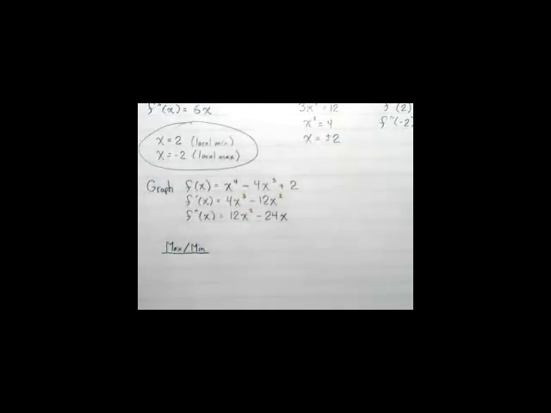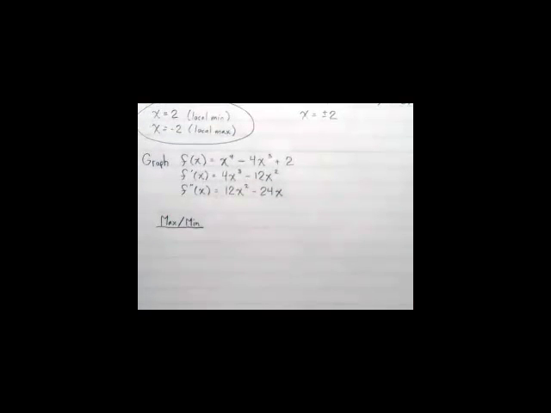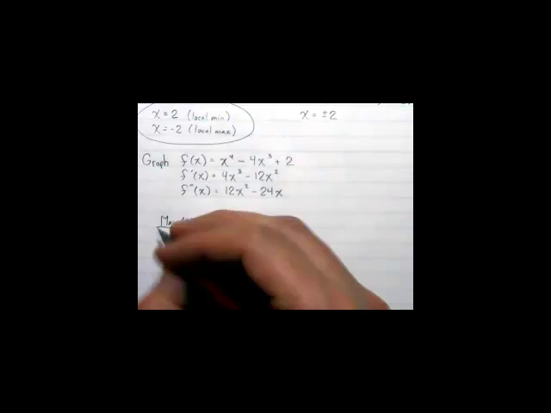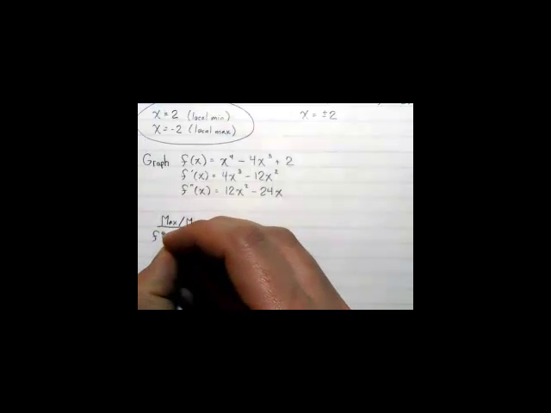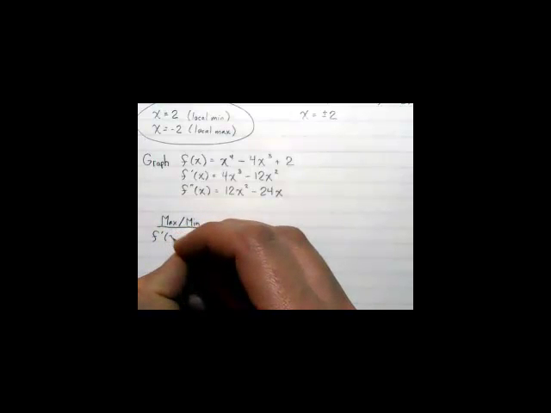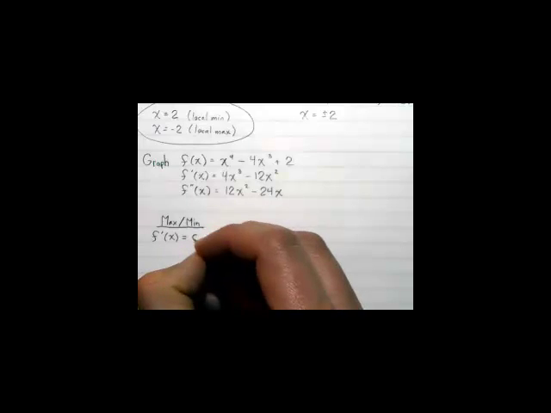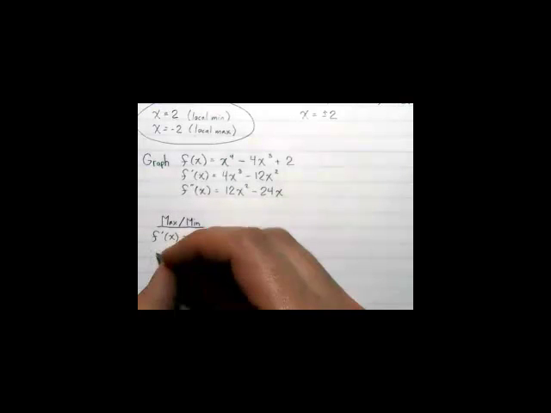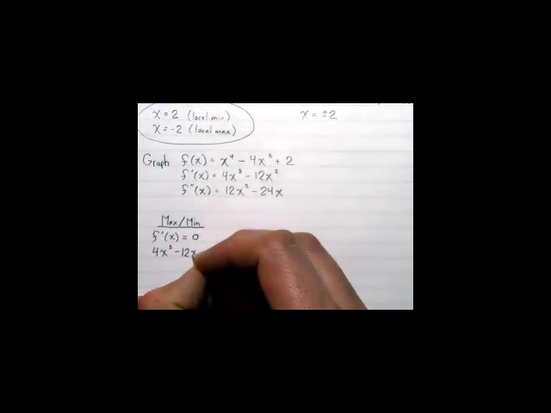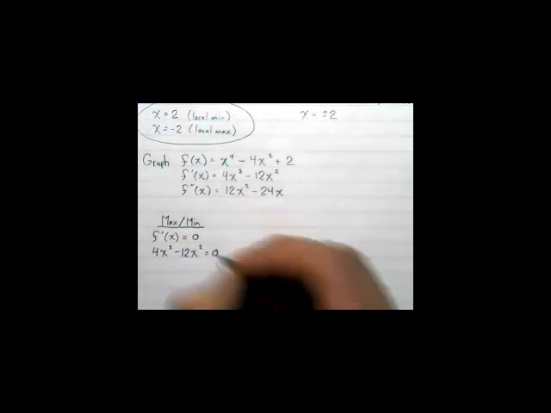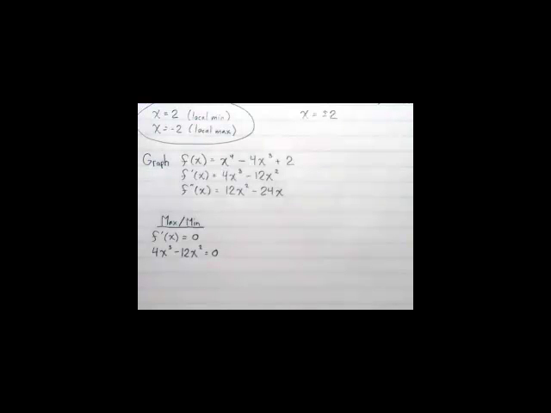What we need to do in this process is what? Yeah, okay. Want to take the first derivative, set it equal to 0. So we've got 4x to the third minus 12x squared. Okay, so how would I go about solving that? Okay, take out a 4x squared.